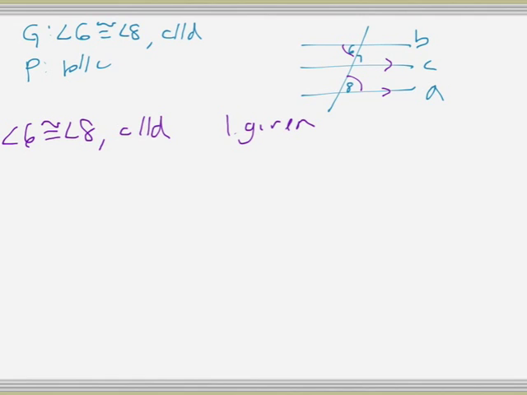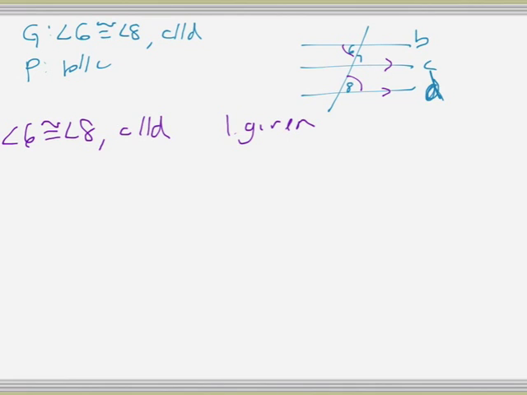So if angle 6 is congruent to angle 8, in my picture, what kind of angles are 6 and 8? Alternate interior angles. For which two lines? B and D. Sorry, that's a bad handwriting thing. The one that looks like I wrote A is really D down there. So 6 and 8 are next to the lines B and D, and they are alternate interior angles.